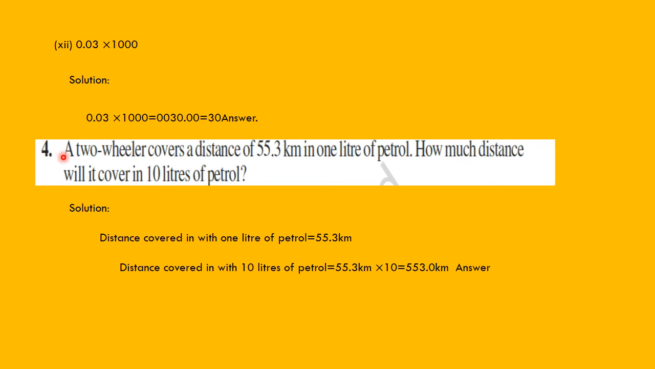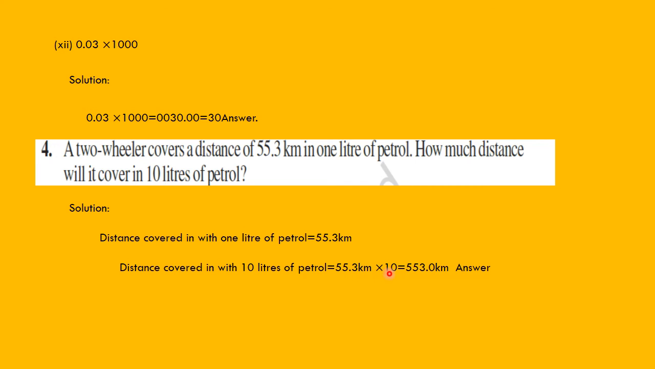Now let us see the fourth question. A two-wheeler covers a distance of 55.3 km in 1 liter of petrol. With 1 liter of petrol, it travels 55.3 kilometers. How much distance will it cover in 10 liters of petrol? With 1 liter of petrol it is 55.3, so with 10 liters of petrol, how much is this? 55.3 into 10.